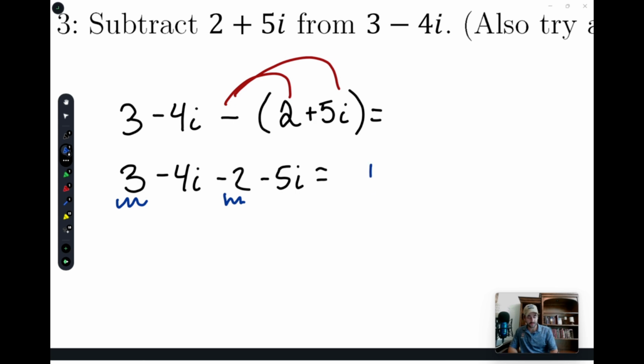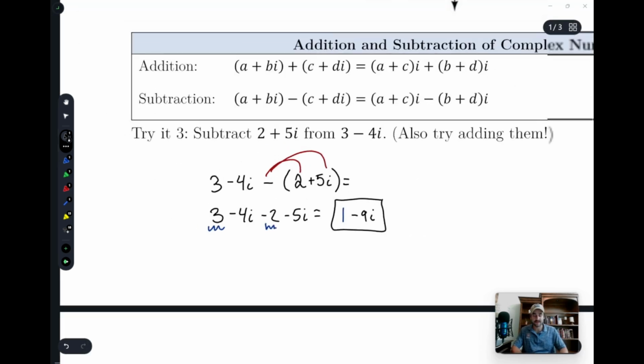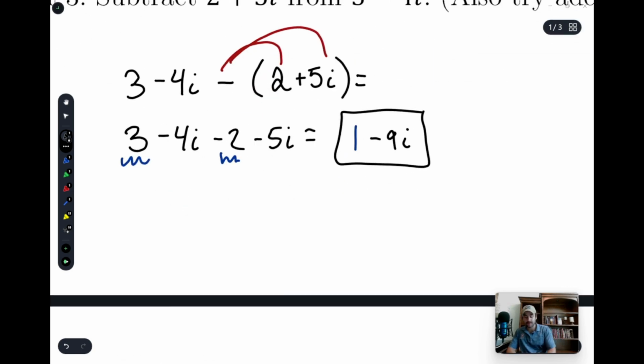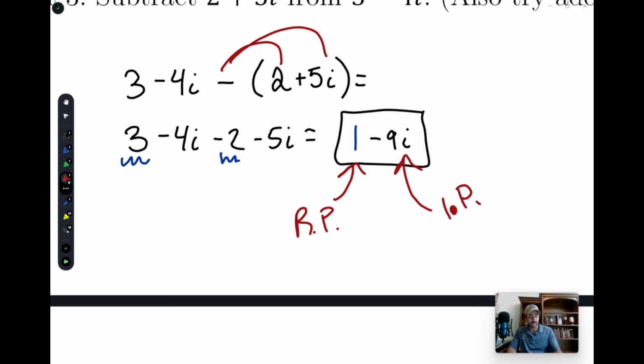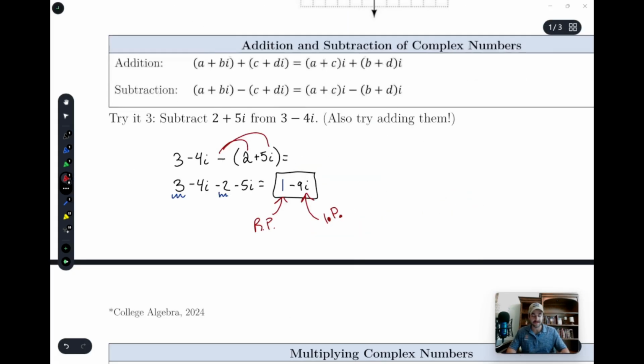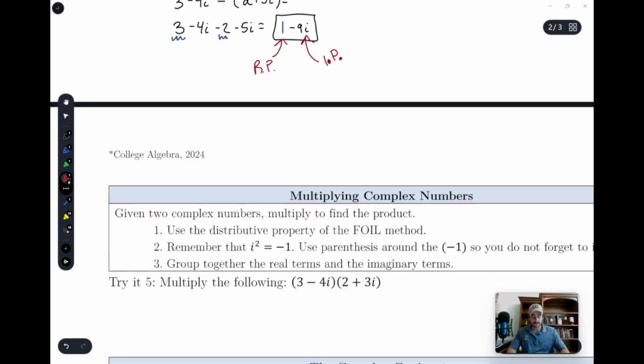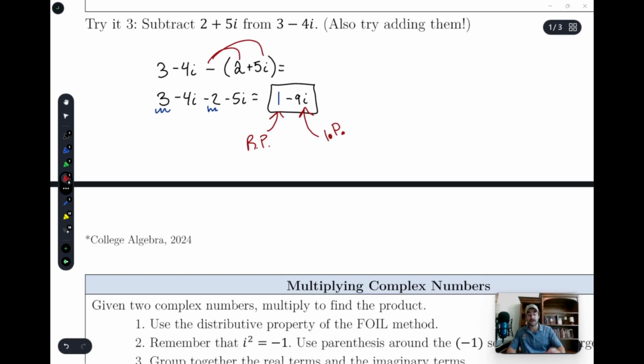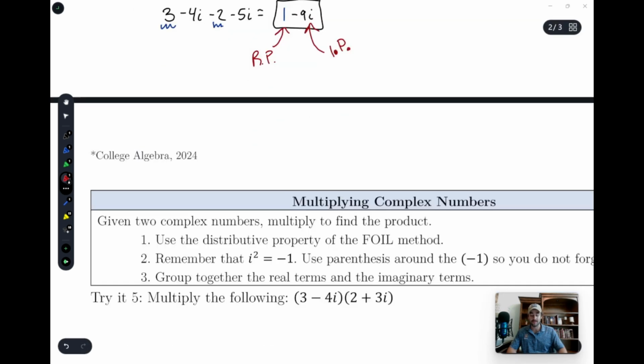So 3 minus 2 is 1. Negative 4i minus 5i is negative 9i. And we've got ourselves a complex number, with a real part and an imaginary part, from the definition up above in the textbook and on these notes. All right, that's that. Try adding them. It works exactly like you would think it would. We're not going to change the i. We're going to leave the i alone.